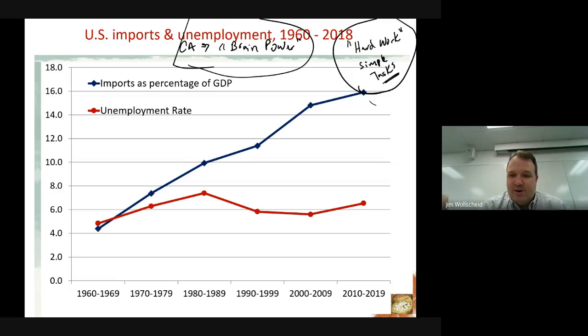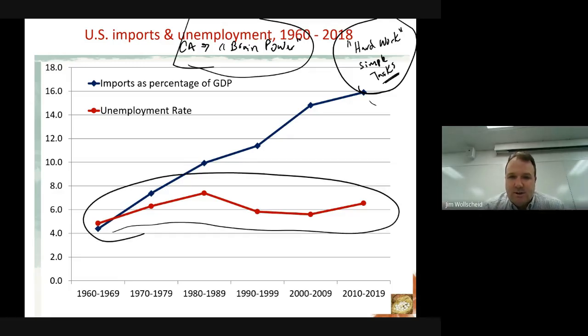So as we've imported more goods, if you look at the unemployment rate, it really hasn't changed. Well, because we've substituted goods or jobs from the hard work area into a little more brain power in the area. And probably the best example of this is if you look at your Apple phones. Apple does a very good job of explaining how the product comes about.